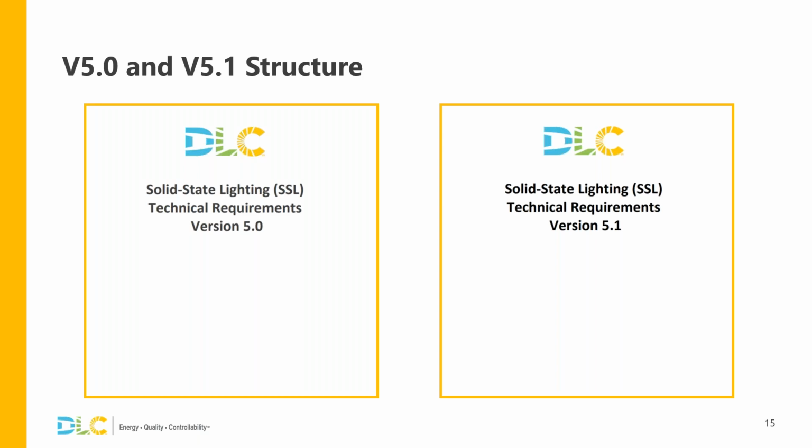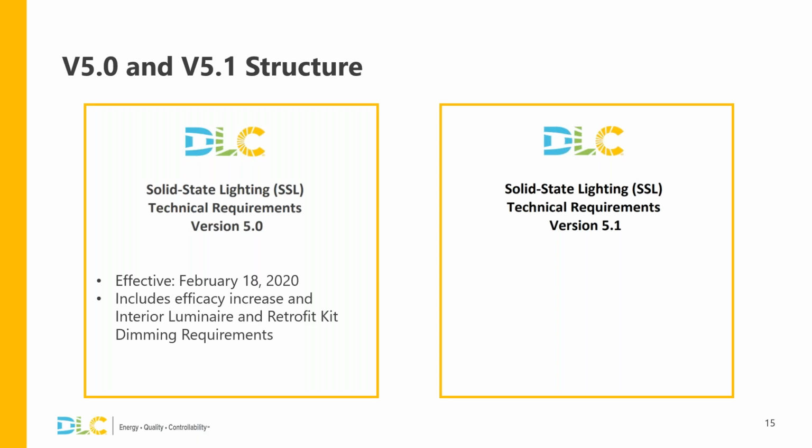This allows the utility programs to require 5.0. Well, I should say again, these are effective on February 18th. So those efficacy and dimming for interior luminaire and retrofit kits are included in version 5.0. So this allows utility programs to get these products into their efficiency programs more quickly than proposed in draft 2. So again, we will automatically transition those version 4.4 products to version 5.0, helping that transition, allowing the utilities to require version 5 in their programs.